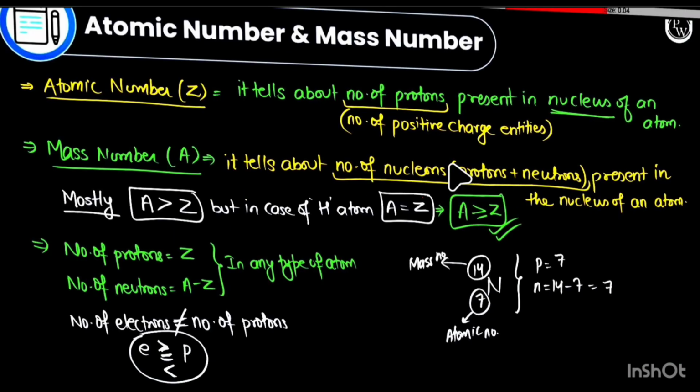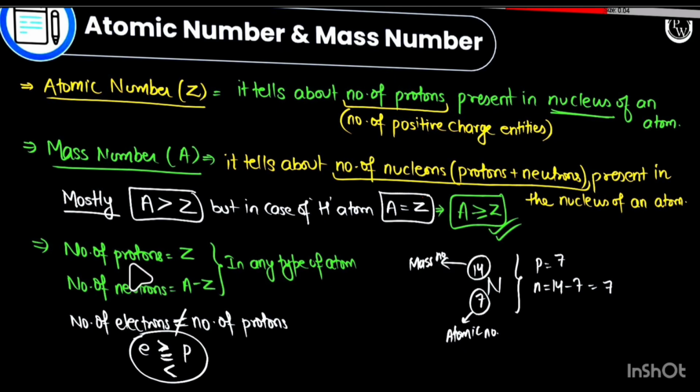So atomic number and mass number. The atomic number tells about the number of protons, that means the number of positively charged entities, present in the nucleus of an atom. And mass number tells about the number of nucleons, that means protons plus neutrons present in the nucleus of the atom. Mostly mass number is greater than atomic number, but in the case of the hydrogen atom, mass number is equal to atomic number, right? That means A could be greater than and also equal to Z.